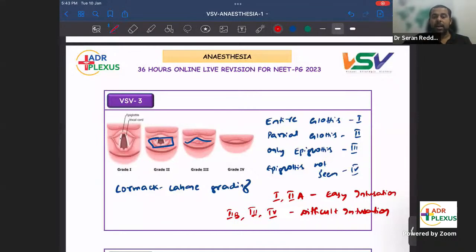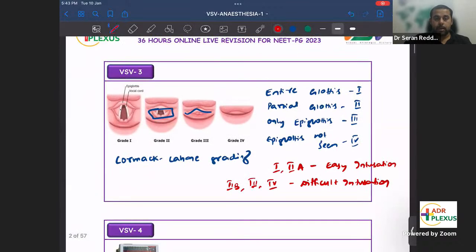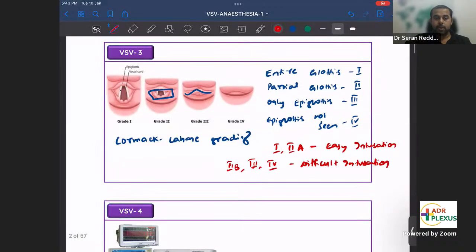Okay, Cormack-Lehane grading: the entire glottis is seen in grade 1, partial glottis in 2, only epiglottis in 3, and epiglottis not at all seen in 4. 1 and 2 are easy intubations, 2B, 3, and 4 are difficult intubations. Noted everyone? One second. Yeah, Cormack-Lehane grading is done in supine position.